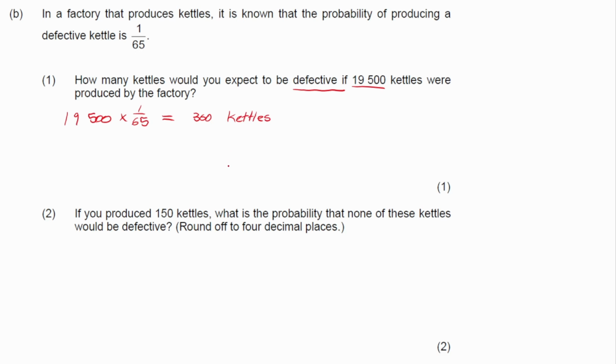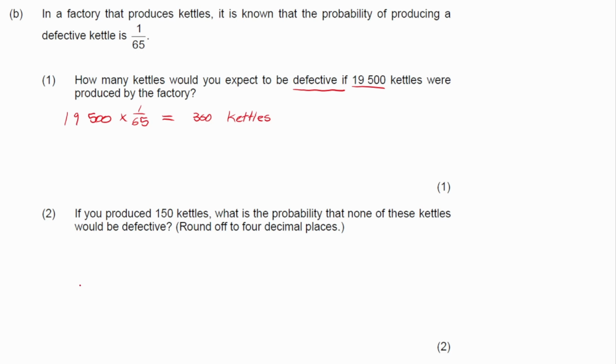All right. Then in the next question, it's a bit more complicated. If you produced 150 kettles, what is the probability that none of these kettles would be defective? Round off to 4 decimal places. So careful, it is not the same as what we did in number 1. And you can tell it's not because it's worth 2 marks. All right, and they wouldn't repeat the same thing twice. So we need to be a bit careful.